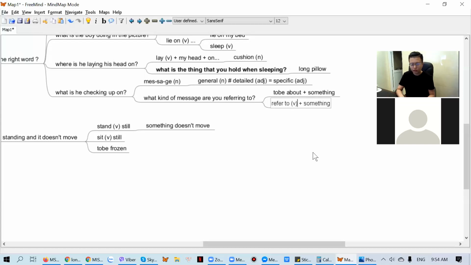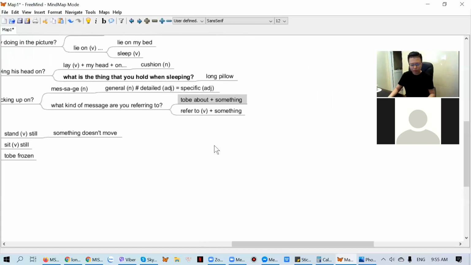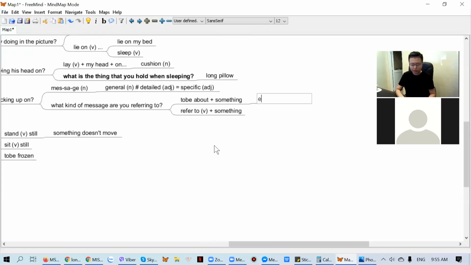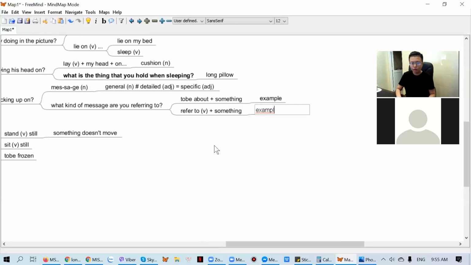Yes, very good. And the difference between the words "refer to" and "about": for "refer to," you can see that this is an action verb in English. For "about," you can use about with am, is, are. So here I want you to give me an example for about, and here I want you to give me an example for refer to.